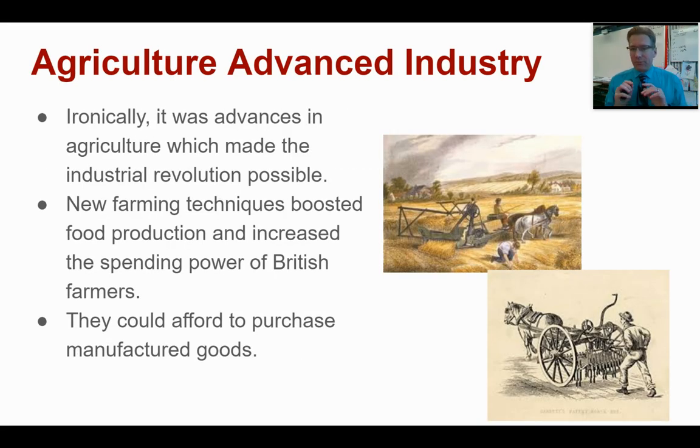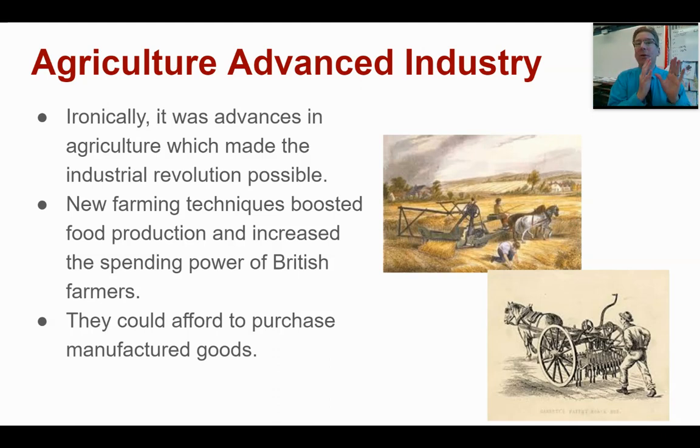So how does it then get started in Britain? The irony of the Industrial Revolution is that it is agricultural innovations that allow for the Industrial Revolution. New farming techniques in Britain and a couple of other places as well, but particularly in Britain, were significantly increasing food production. Britain was making a lot more food than before. And this increased the spending power of British farmers and decreased the demand for labor in the agricultural sector.